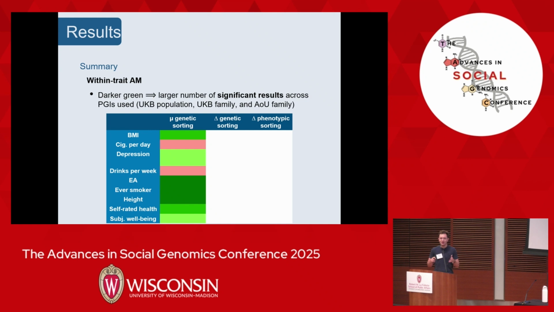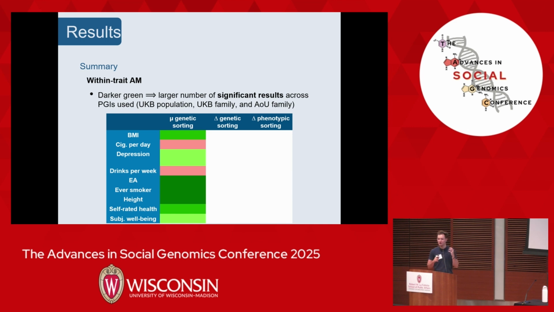So now I'm going to give a quick rundown of the general results that we've produced. First of all, we're going to look at within trait assortative mating. For all of these phenotypes that we see here, a wide range of phenotypes, but we have more that don't intersect across different types of PGIs that we are using across data sets. So a darker shade of green in this figure right here means that we're observing more significant results across the different types of PGIs that we applied.